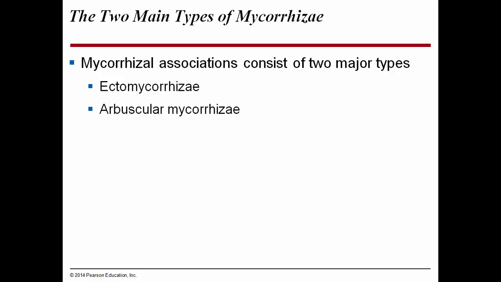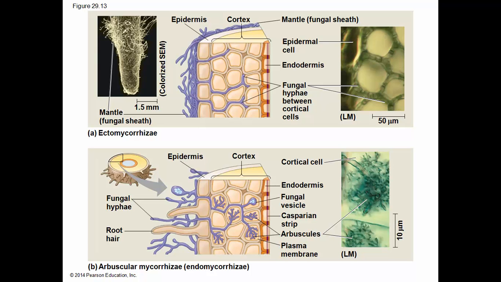In ectomycorrhizae, the mycelium of the fungus forms a dense sheath around the surface of the root. The hyphae form a network in the apoplast, but do not penetrate the root cells. Ectomycorrhizae occur in about 10% of plant families, most of which are woody, for example, pine, birch, and eucalyptus.